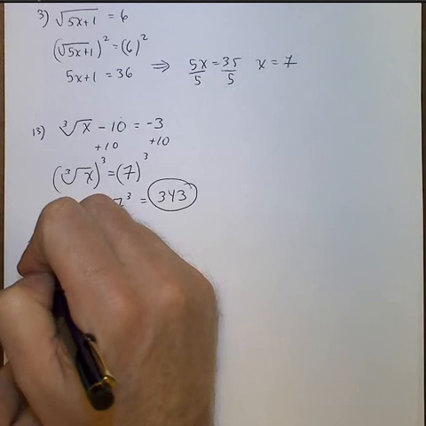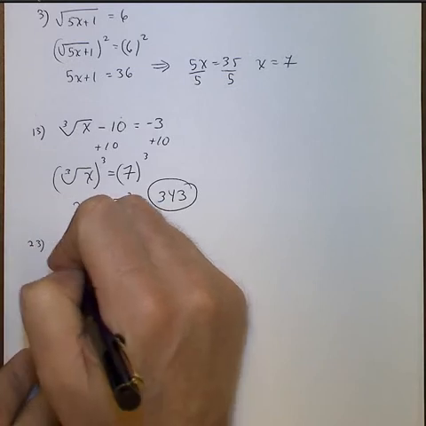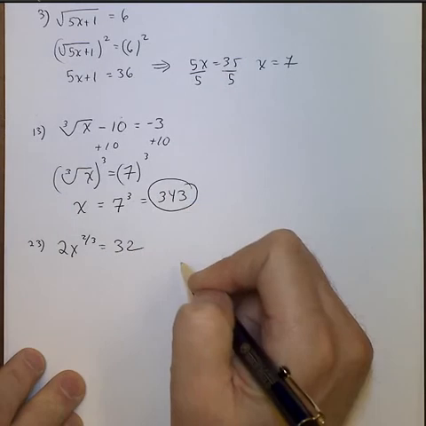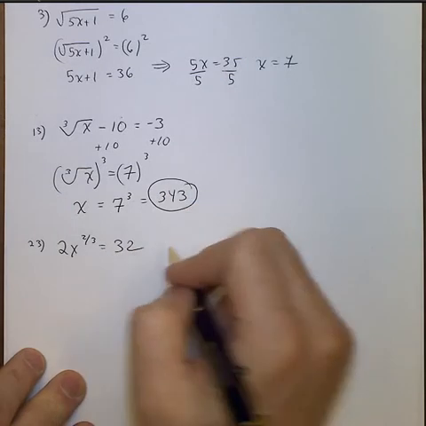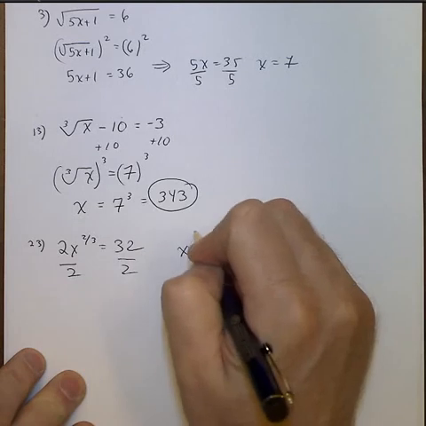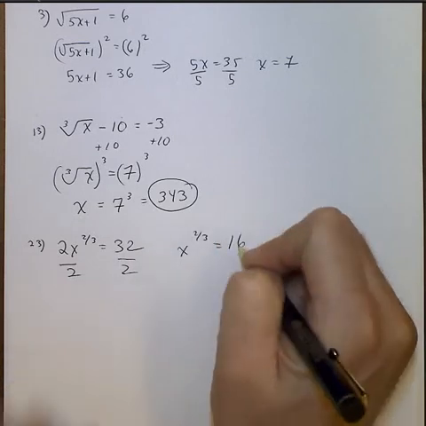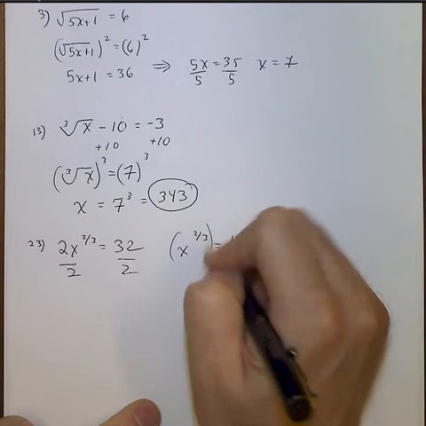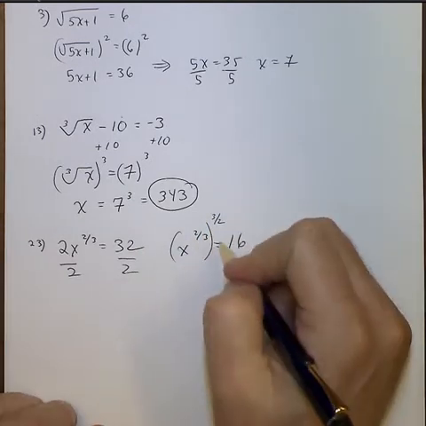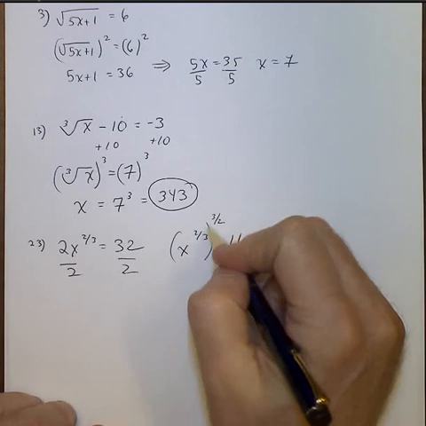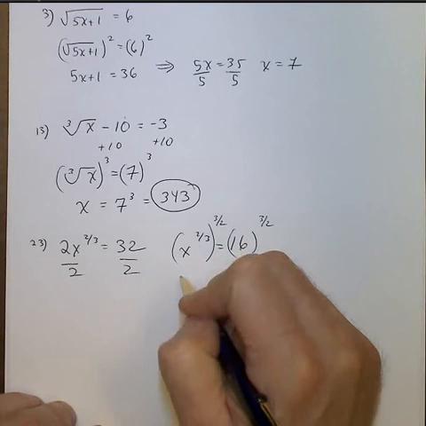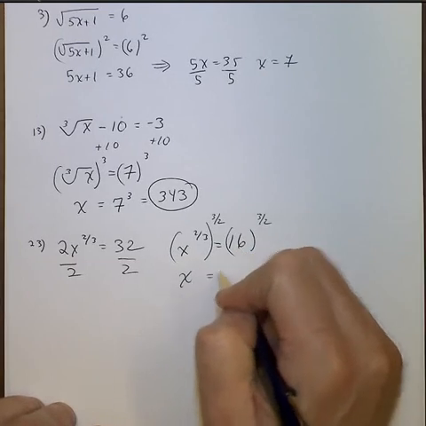In number 23, we have 2x to the 2/3 equals 32. You've done this one before. We'll divide by 2, so we'll have x to the 2/3 equals 16. Now we raise both sides to the 3/2. The reciprocal of 2/3 is 3/2, because 2/3 times 3/2 is 1. So that's how we get rid of the exponent, and we're left with x equals 16 to the 3/2.